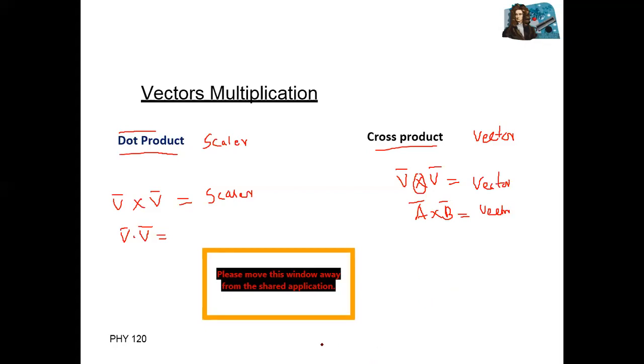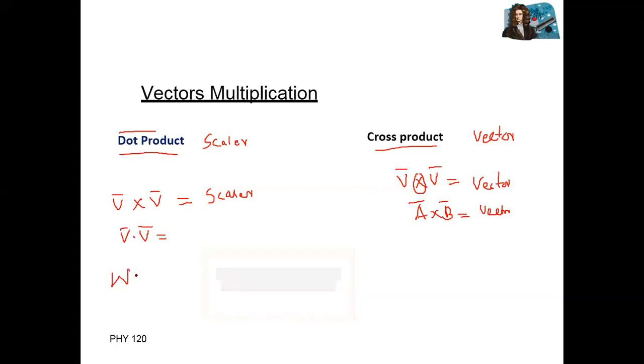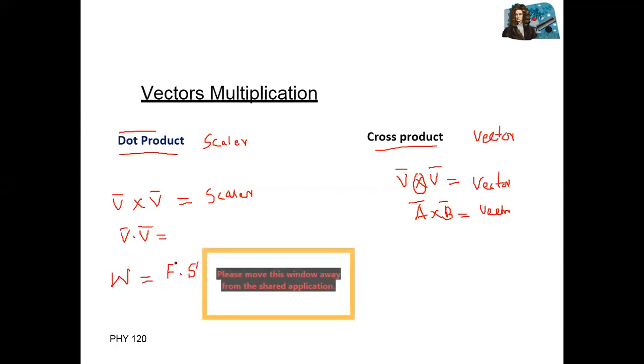What are examples of a scalar product and of a vector product? For scalar product, an example is work. Work is equal to F dot S, where F is force and S is displacement. F is a vector quantity, displacement is also a vector quantity, but work is a scalar quantity. No need of direction for work; we just need magnitude for work.